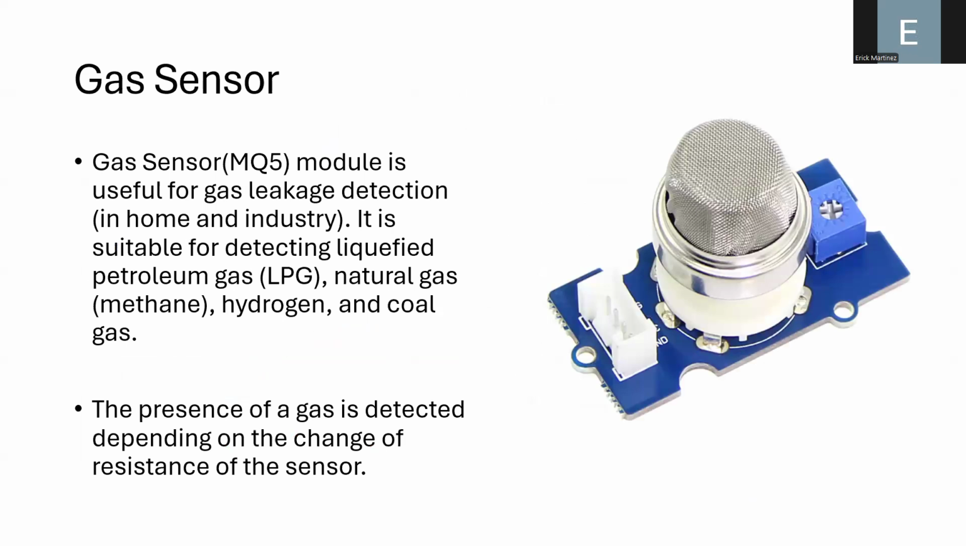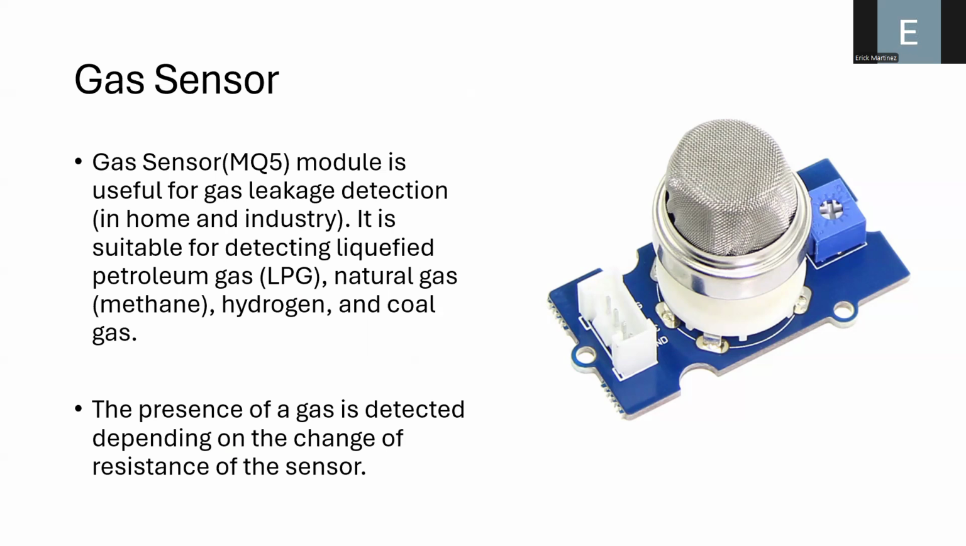And well, this is all for the temperature sensors. Now I want to discuss the gas sensor. So the gas sensor is basically a model. In particular, this model of gas sensor is the MQ5. And according to the manufacturer, you can detect many types of gases like liquefied petroleum gas, natural gas, hydrogen, and coal gas.